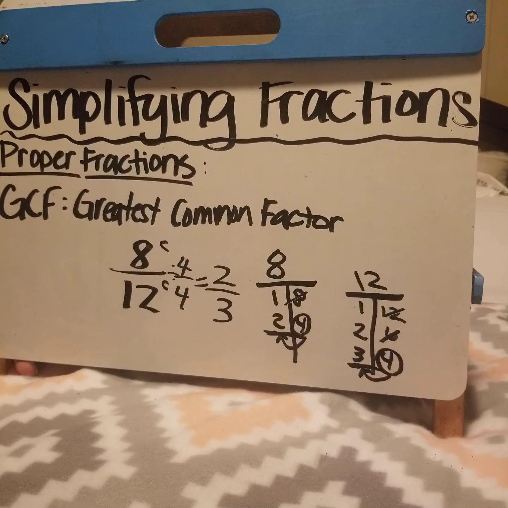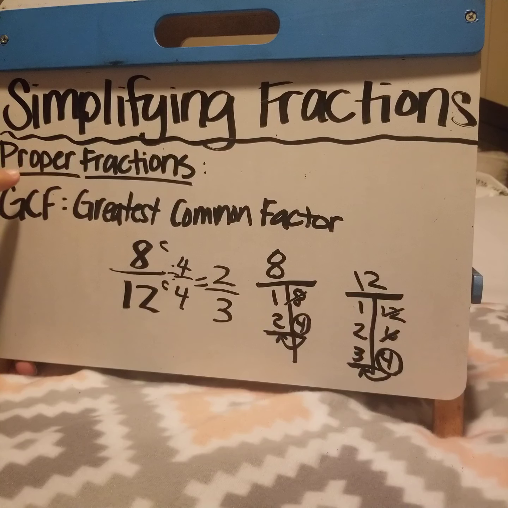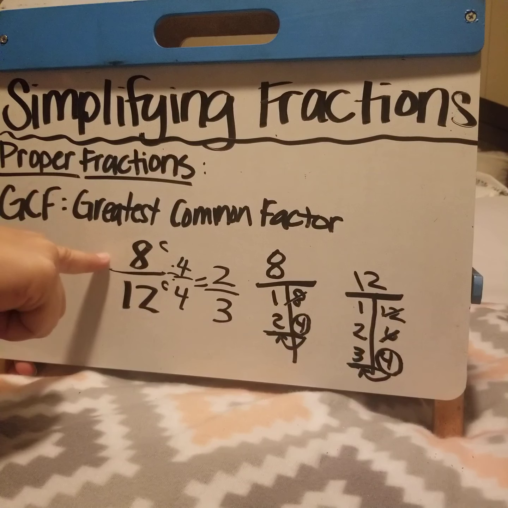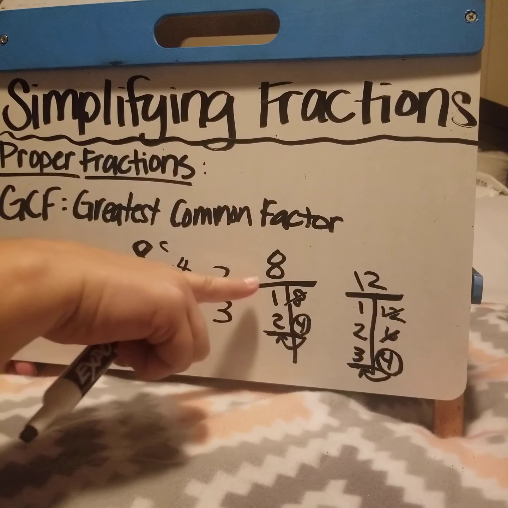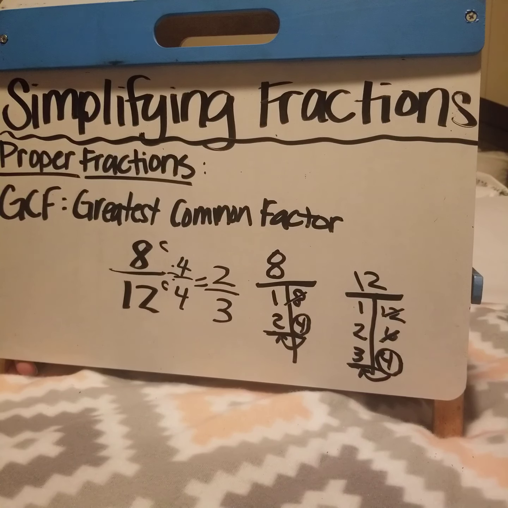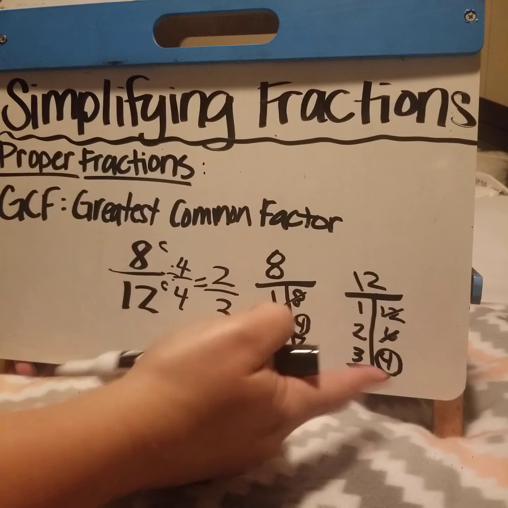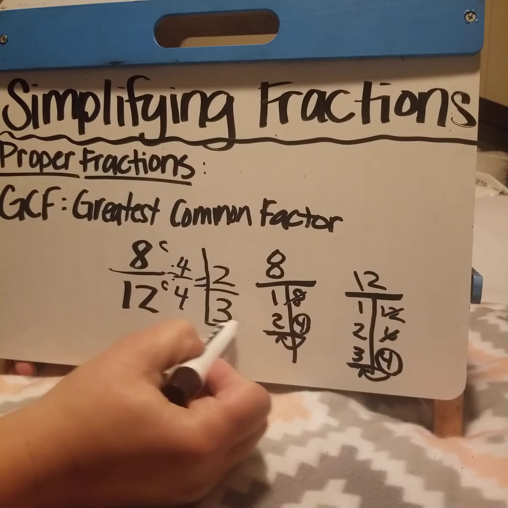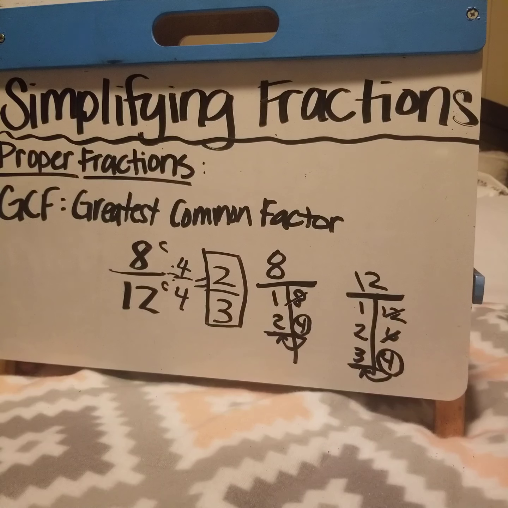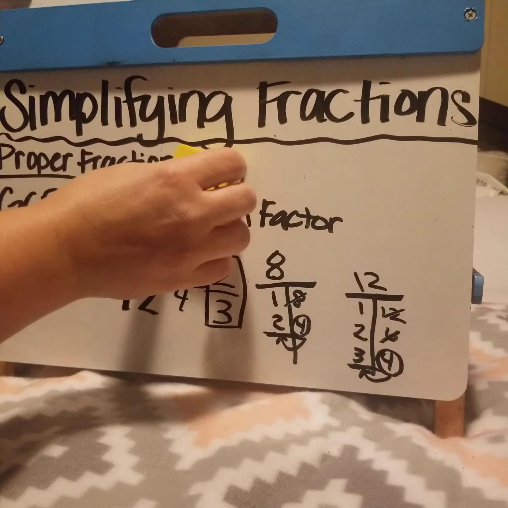Okay, so quick recap. Remember, proper fractions means that the numerator is less than the denominator. We find the greatest common factor, do the factor trees for each, which means the numbers you multiply to get that number. Once you find that, you divide your fraction by it to get your simplest form answer. Okay? All right. Let's do improper fractions.